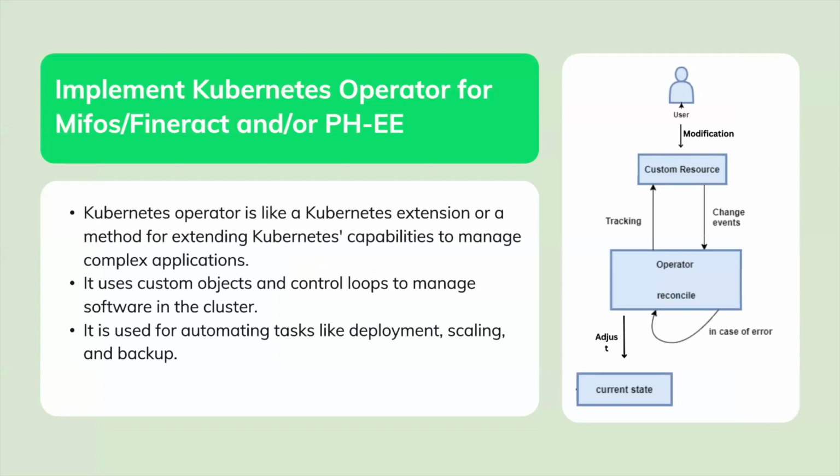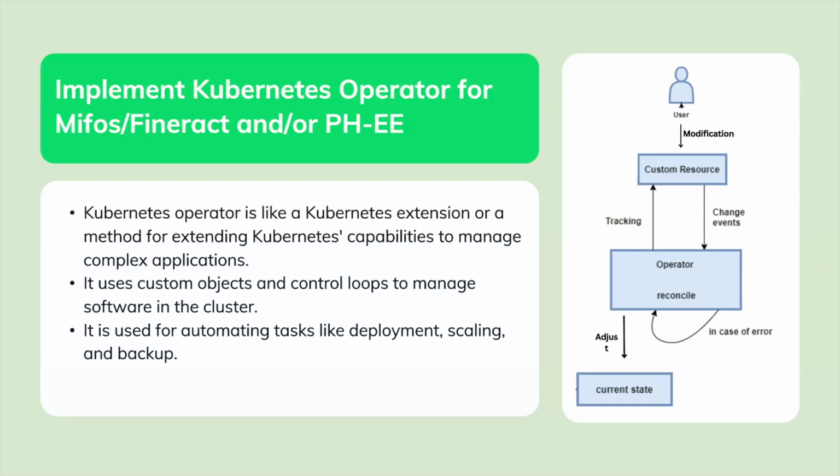So I will start with explaining what I'm working with. Kubernetes Operator is an operator extension or method for extending Kubernetes capabilities to manage complex applications. It uses custom objects and control loops for managing software in the cluster. It is used for automating tasks like deployment, scaling, and backup, reducing the need for manual intervention, and ensuring the application runs reliably and efficiently within a Kubernetes cluster.